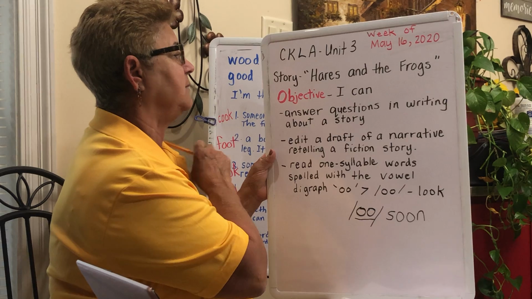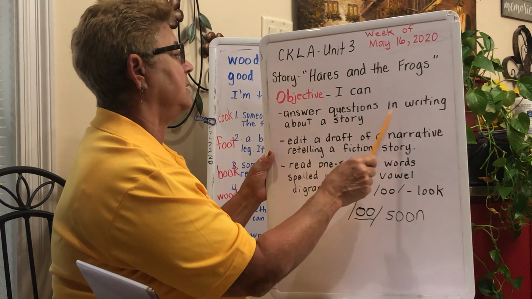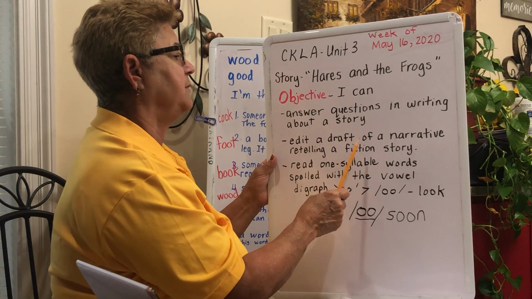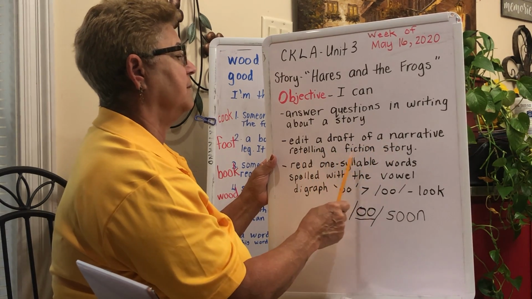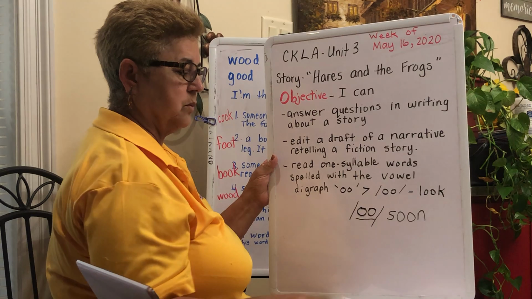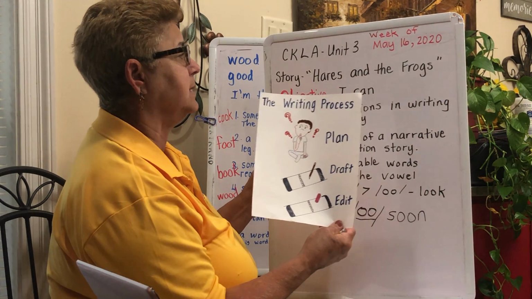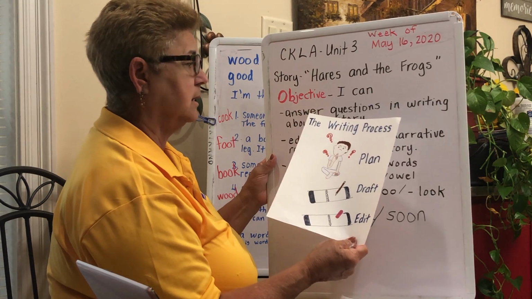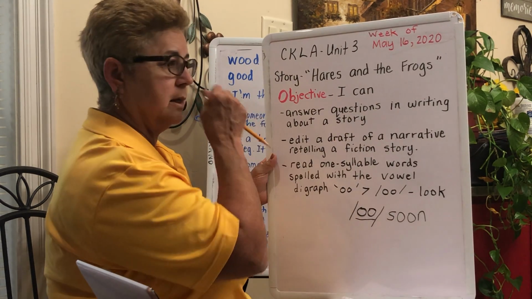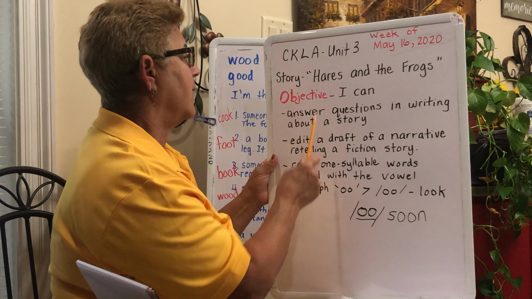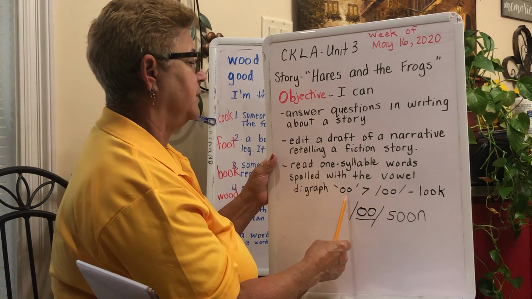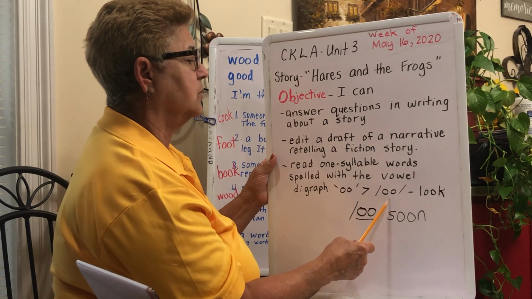And the objective says I can answer questions in writing about a story. I can edit a draft of a narrative retelling a fiction story. And so when we do our draft, it's going to be about the hares and the frogs. And then we're going to edit. So that's what that means. We're going to edit what we've written. And then I can read one-syllable words spelled with the vowel digraph, O-O-S and look.